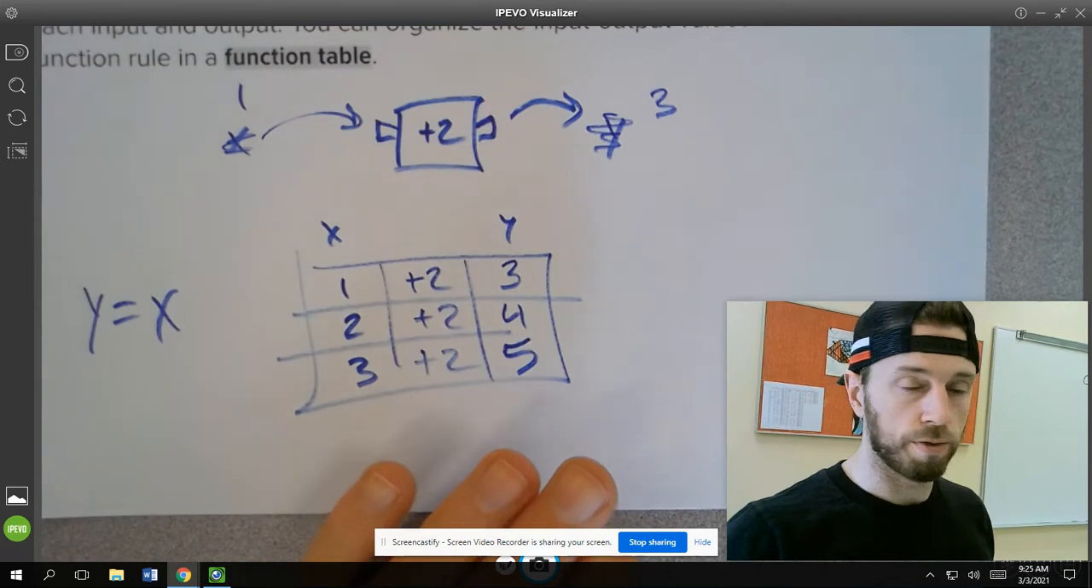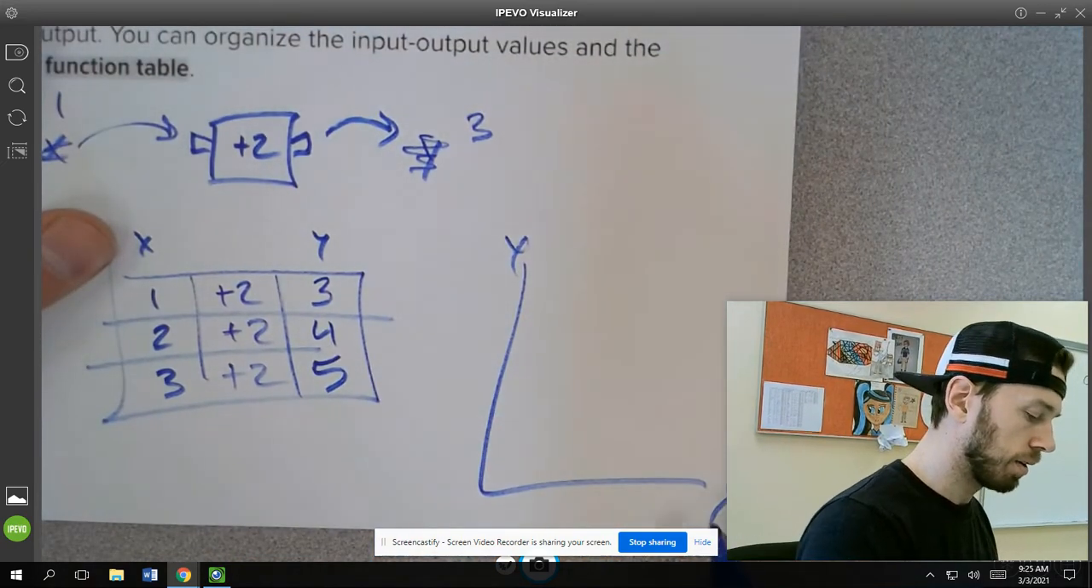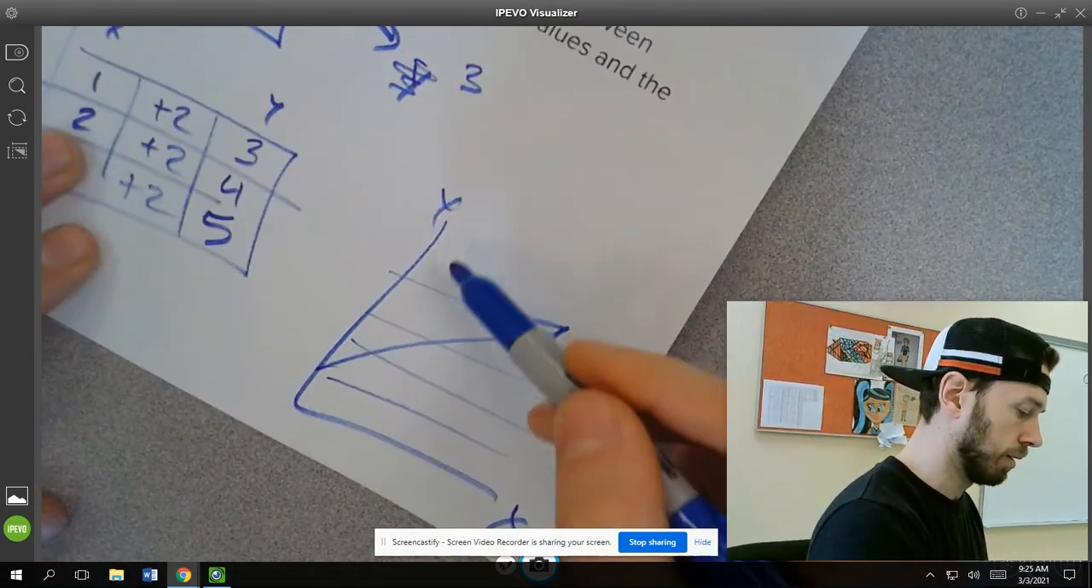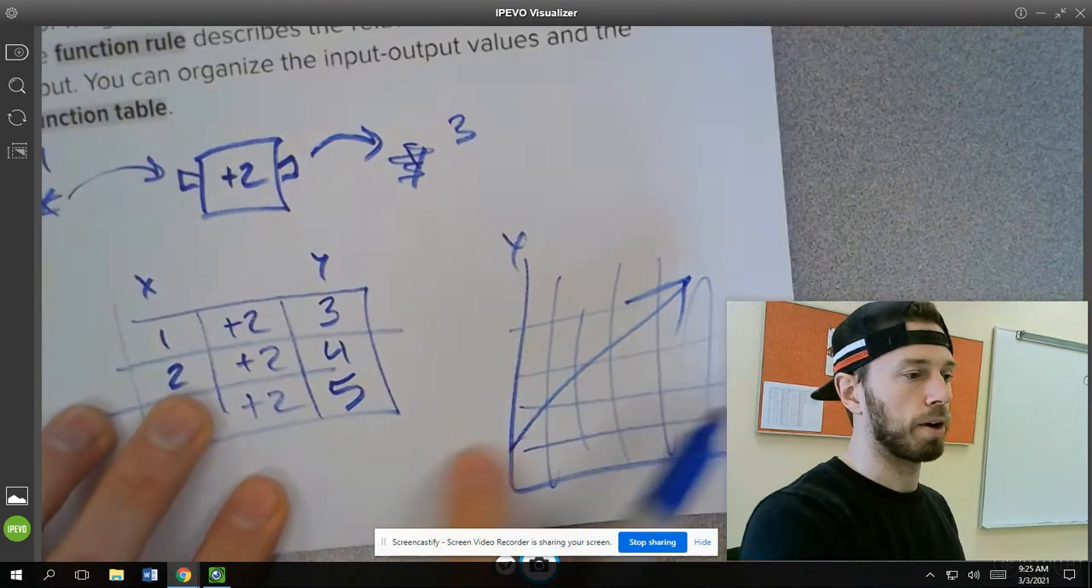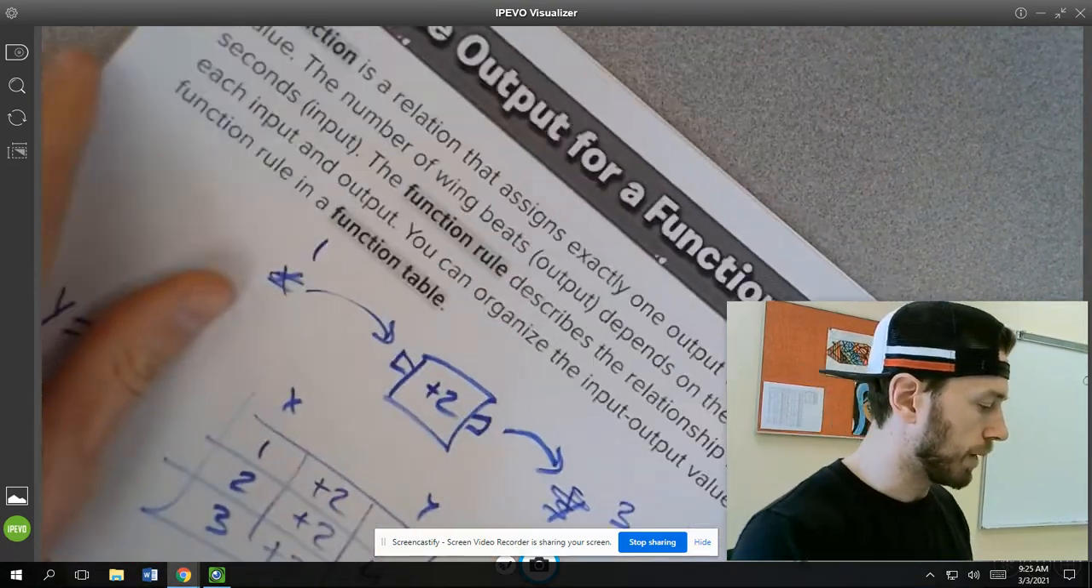And then ultimately our goal with functions is to take this information and put it on a graph, like a coordinate grid. And that's going to be our goal for functions. So let's go ahead and hop into this.